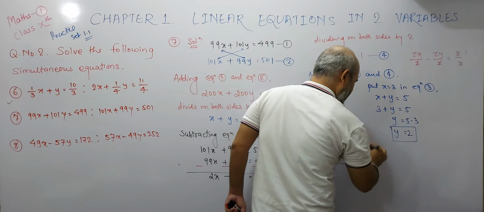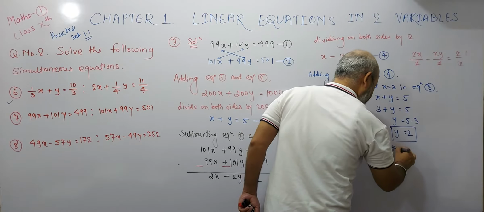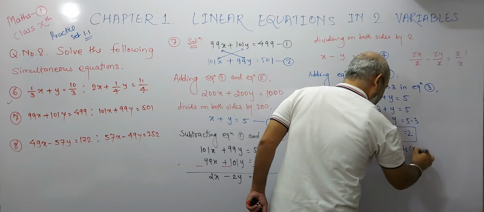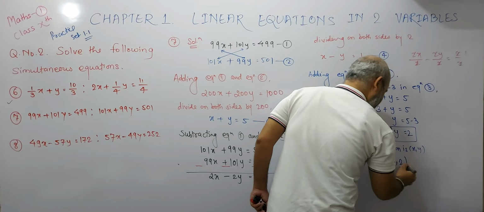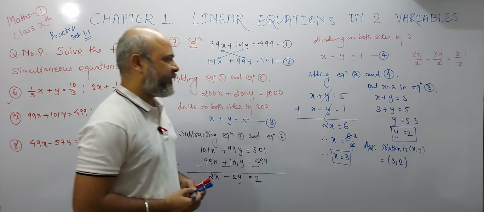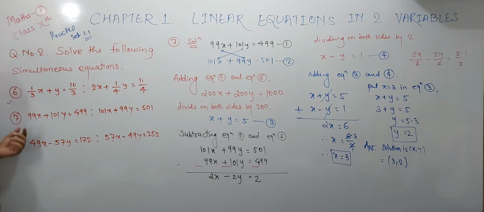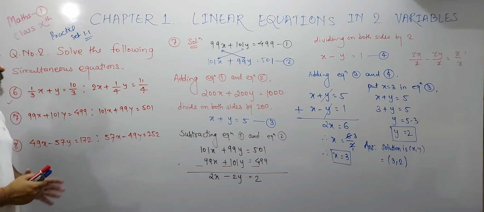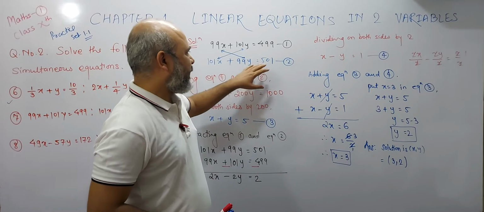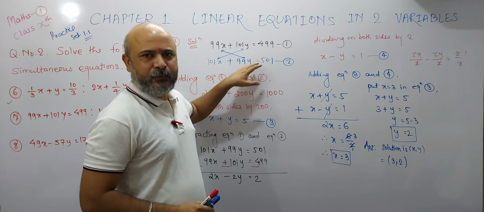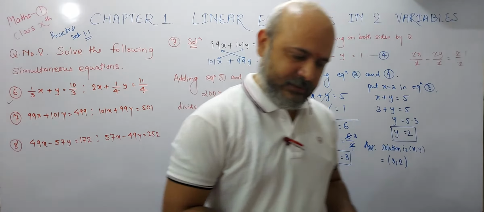And finally we'll write the answer. Solution is x comma y. What is x? X is 3, and what is y? Y is 2. Okay, friends? So this is the answer of question number 7. Very easy. You only have to remember, if you get such kind of questions, you are going to add one time and second time you are going to subtract.